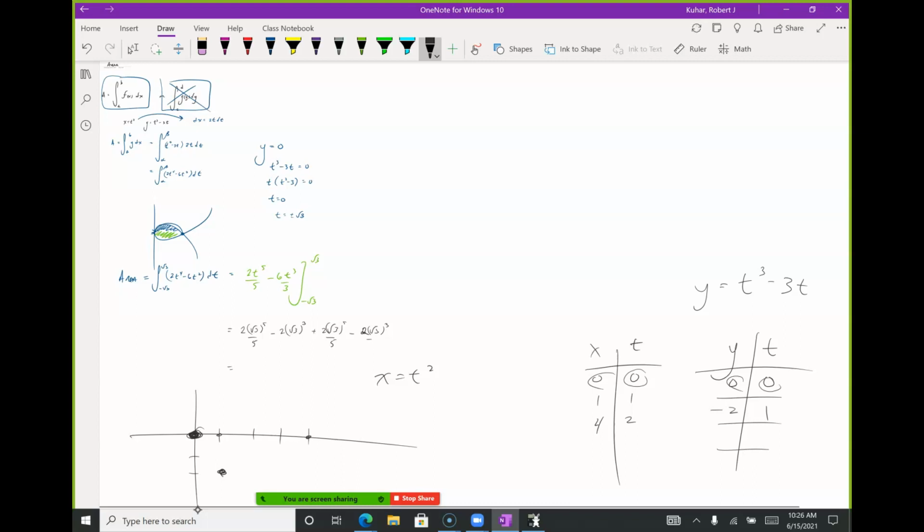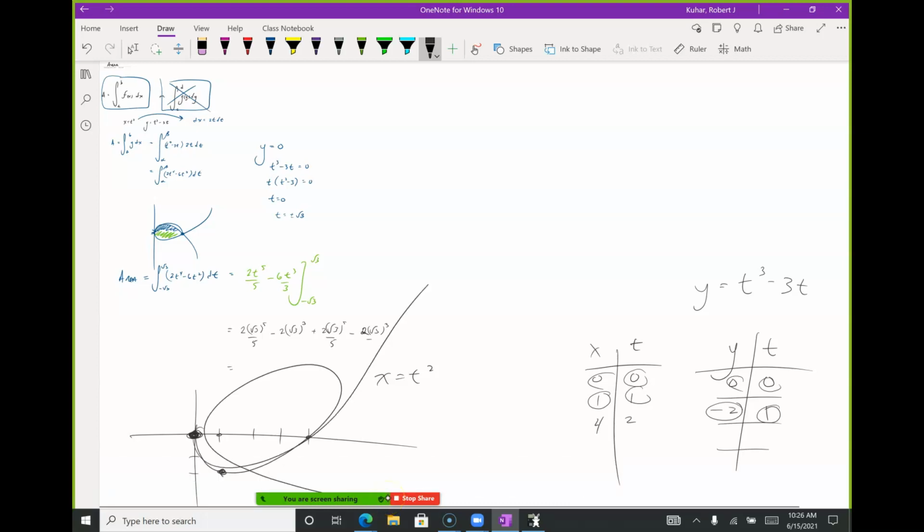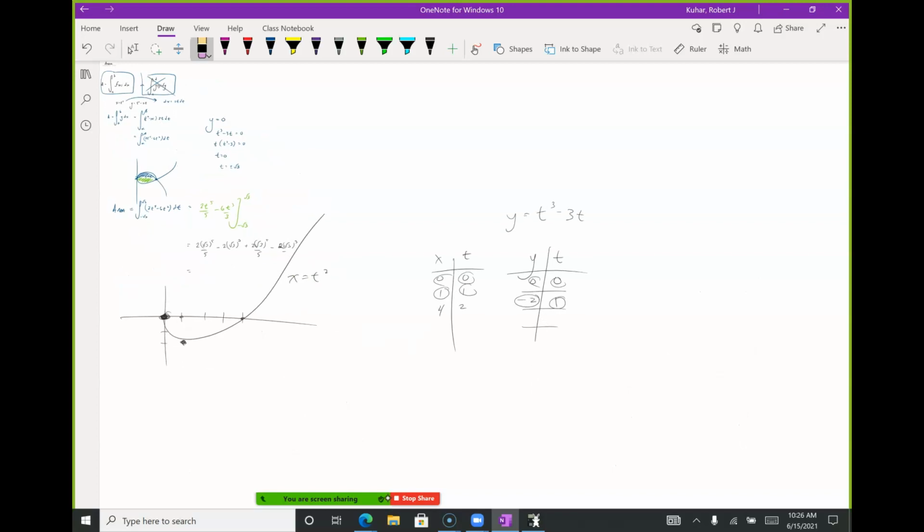So when t is 1 for the x coordinate, I got an x coordinate of 1. But when t is 1 for the y coordinate, y is negative 2. So I plot the point 1, negative 2. I plot the xy at time t. And so it's creating that loop, right? That top half of the loop for me. Okay, thank you. Yep.